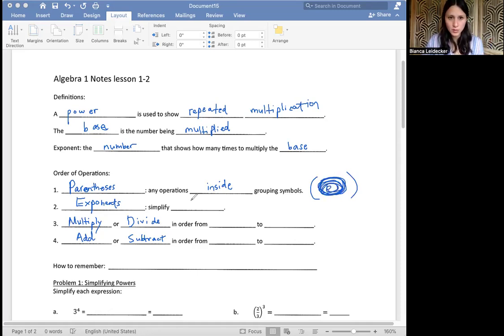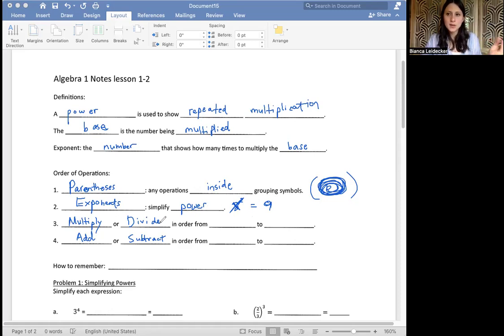Then we have exponents, which we have to, what do we have to do when we see exponents? You have to simplify the power. So you have to actually work that out. If it's 3 to the 2nd power, you would work that out and write it as 9 instead of leaving it as 3 to the 2nd power. You don't want to keep it with the power. You want to write it as that number after you've simplified it.